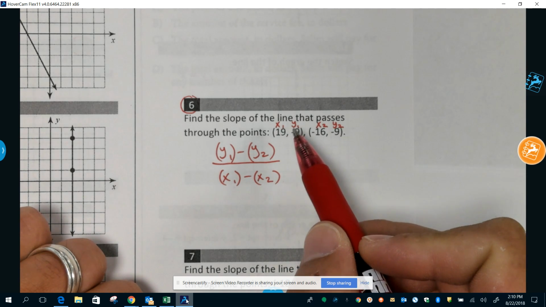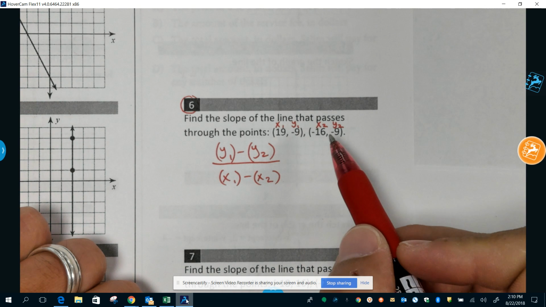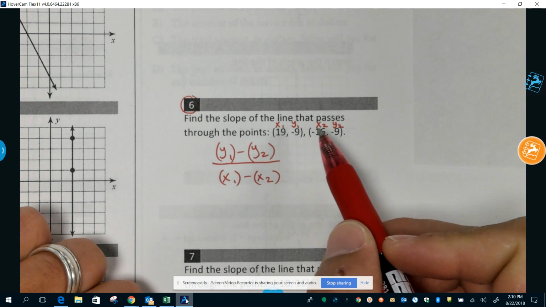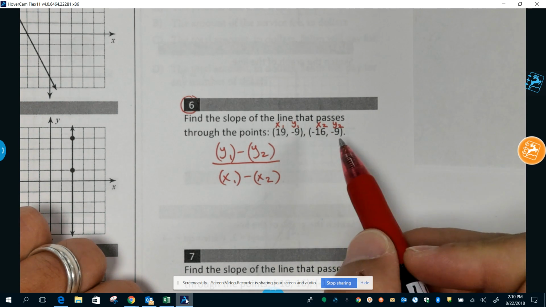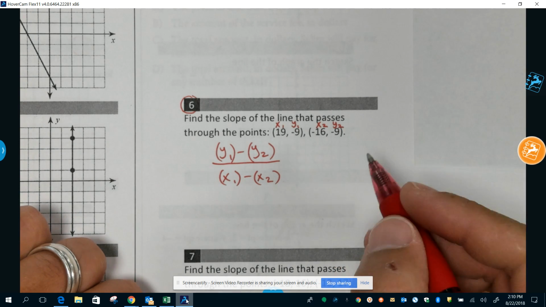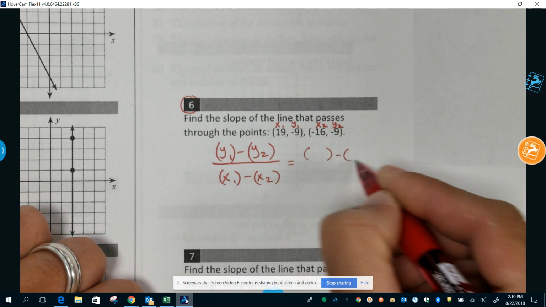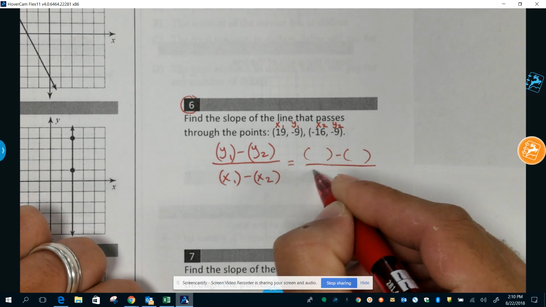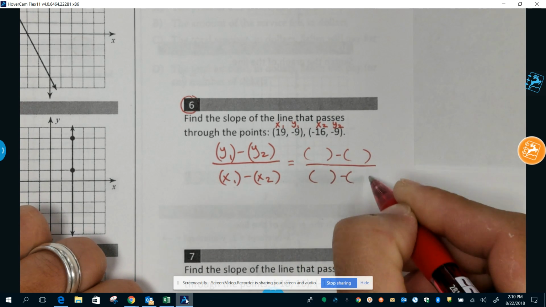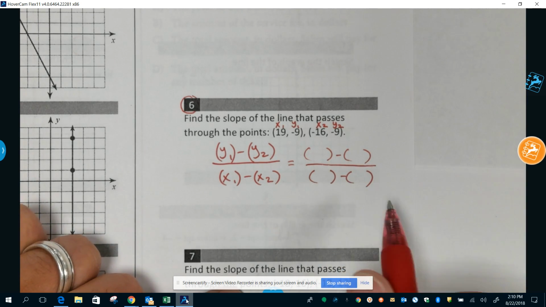Negative 9 is my first y value. Now the second coordinate, negative 16, is my second x value that they give me, and negative 9 is my second y value that they give me. So what I want to do is I just want to rewrite this slope formula using parentheses. And I'm just going to plug in the numbers that we're given.